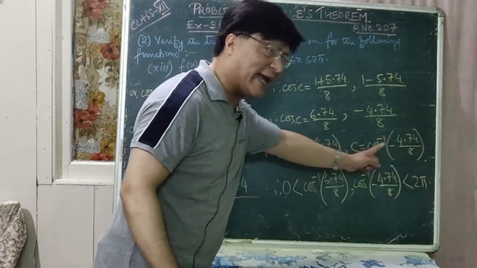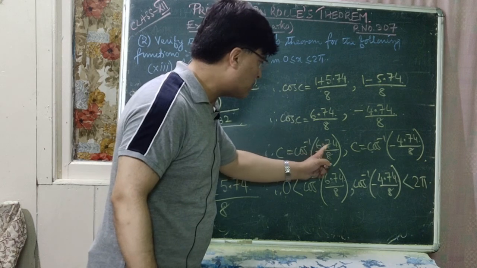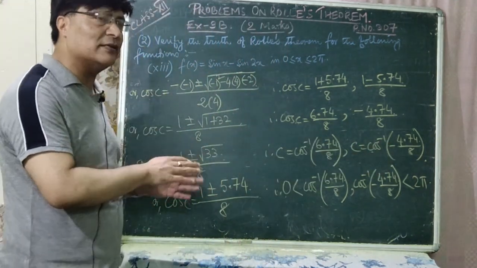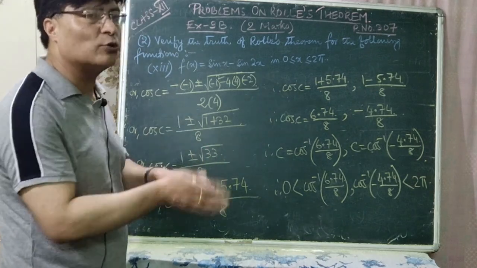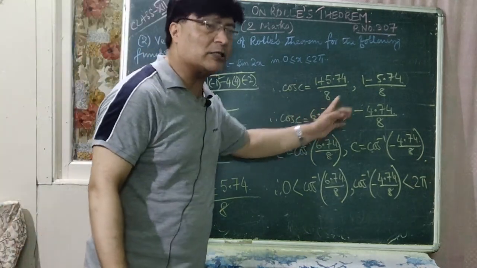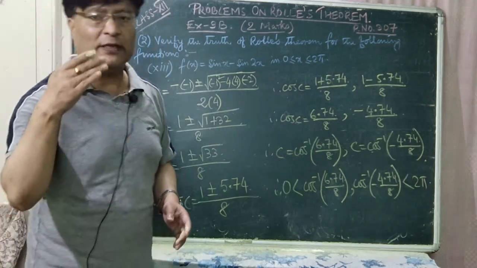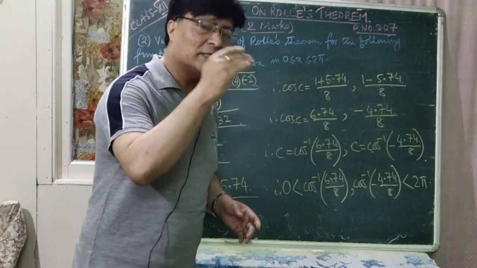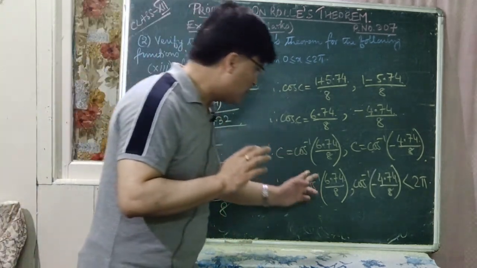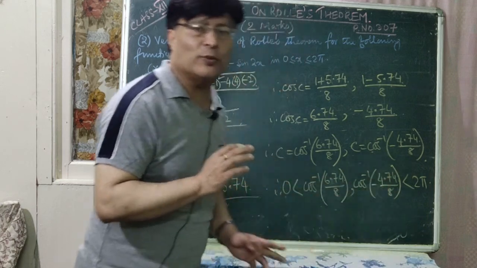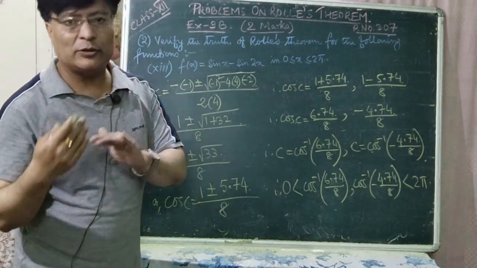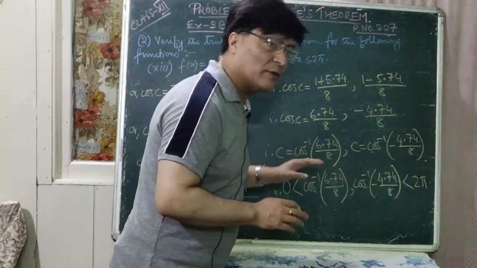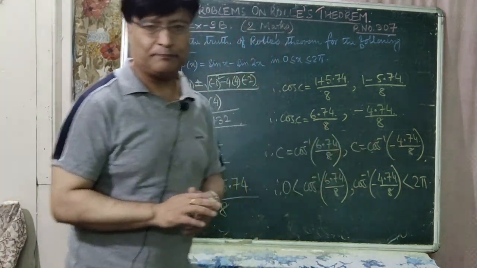That is, both these are angles. That is, cos inverse 6.74 by 8 and cos inverse minus 4.74 divided by 8. Both these are angles, and these angles lie within 0 and 2 pi, because in this case cos c is positive and negative. Cos c is positive in the first and the fourth quadrant, and cos c is negative in the second and the third quadrant. That means both these angles lie within 0 and 2 pi. Is that clear to all of you? That is, these values of c lie within 0 and 2 pi.